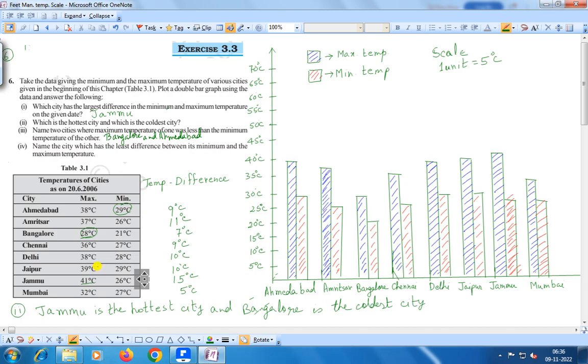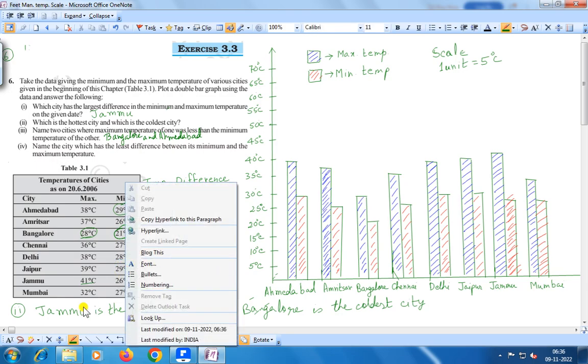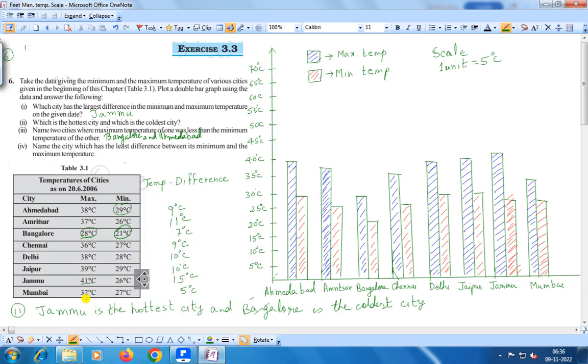of the other. And also you can find another, that is Bangalore and Jaipur. Here you see Bangalore and Jaipur. In Bangalore, the minimum temperature is 21 degrees centigrade. And in Jaipur, the minimum temperature is 29 degrees centigrade. That is Bangalore and Jaipur also.